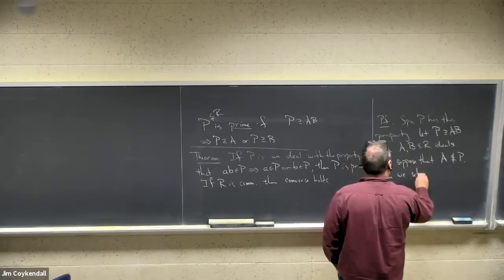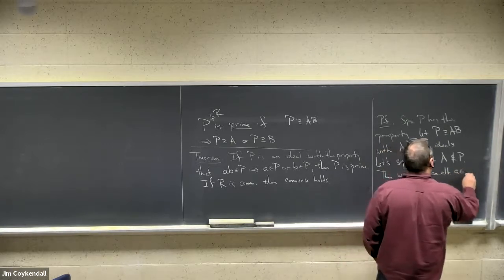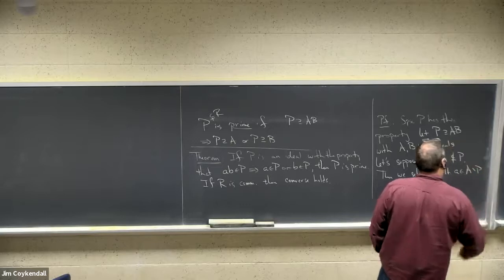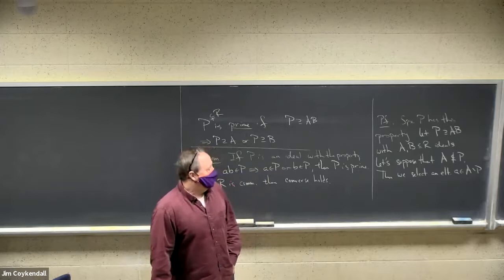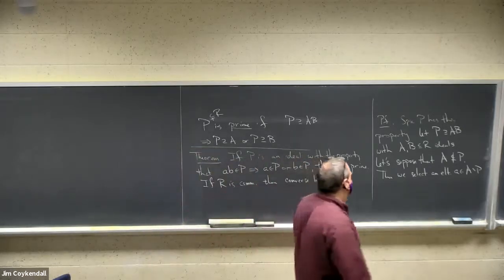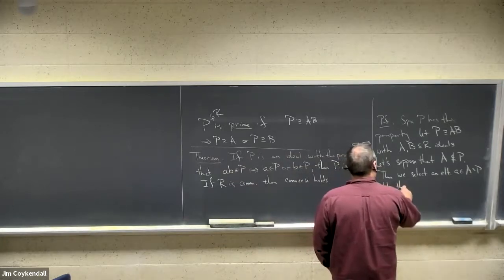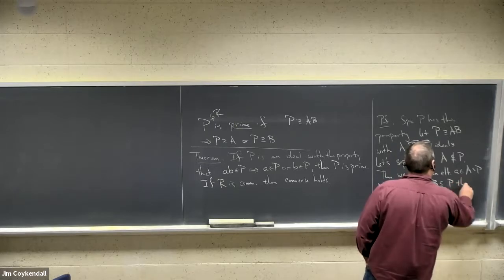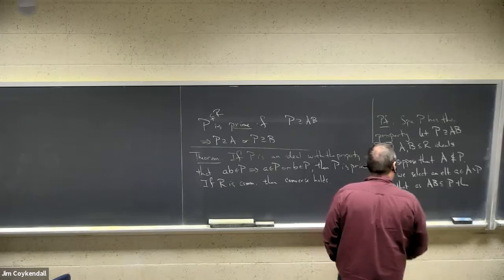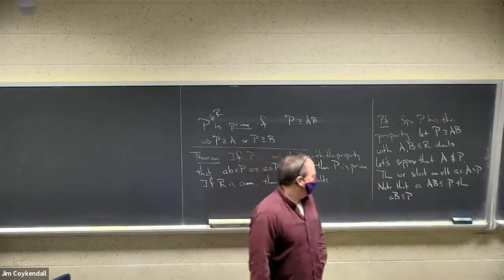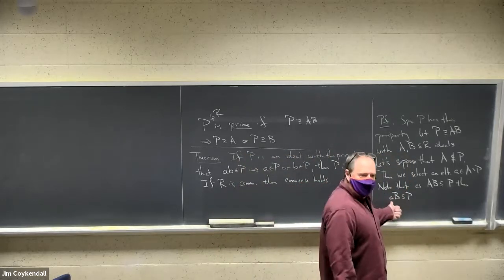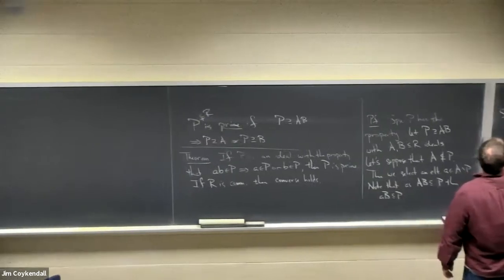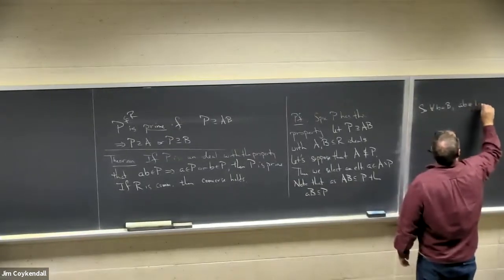Then we select an element a that is in A but not in P. So if A is not contained in P, I can certainly select an element a that's in A, not P. Note that the ideal generated by a times B is contained in P, right, because in particular, any a times anything in B is certainly in that set, so it's contained in P. So for all b in B, a times b is in P.